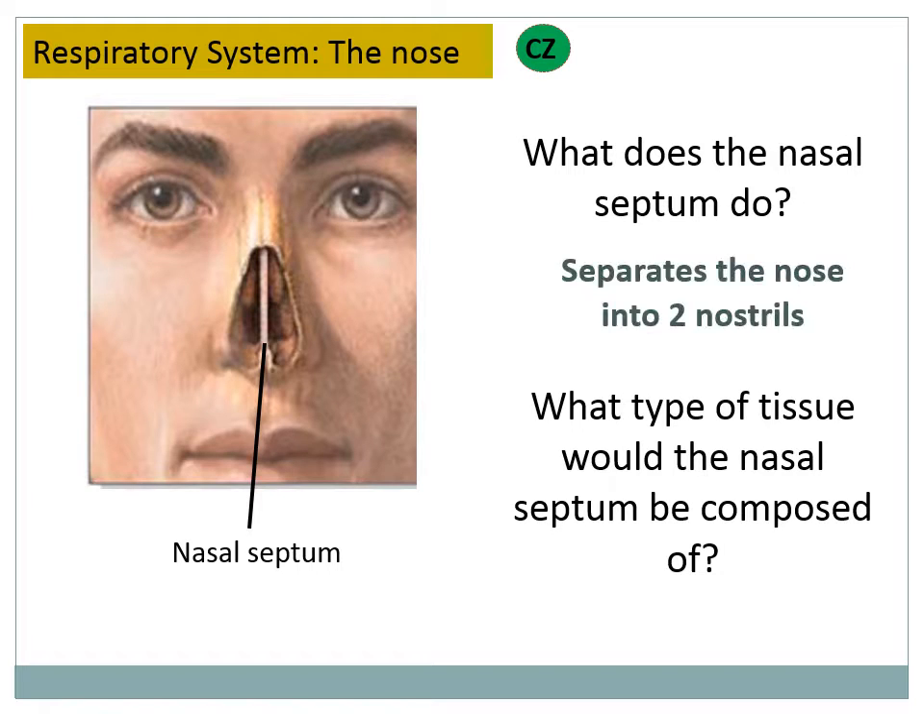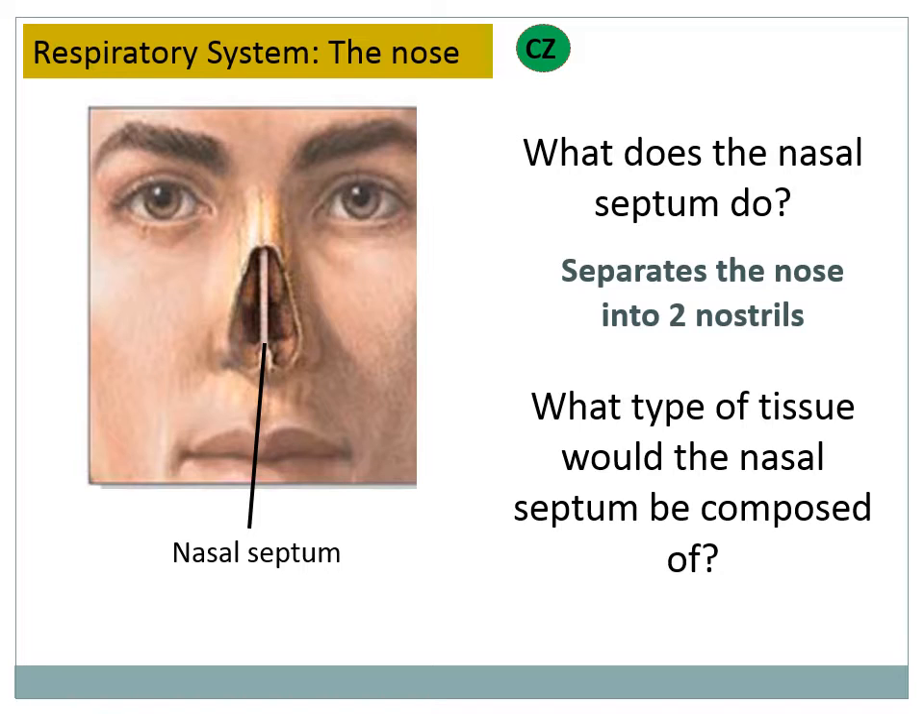Yeah, we see that it's separating the nose into 2 nostrils. So we have 2 nostrils because we have this chunk here that's separating it. Okay, so right here you can feel your nasal septum if you take your 2 fingers, your thumb and your first finger, and you just put it on the edge of your nose. You can actually feel the tissue that the nasal septum is made of.